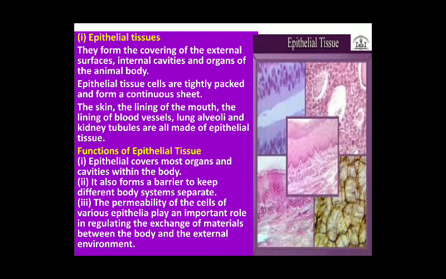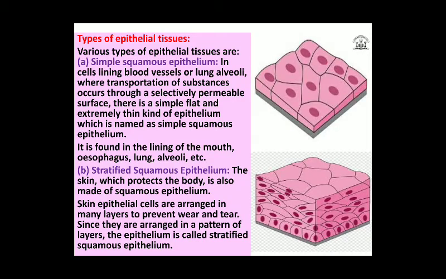It allows certain substances to pass through and stops others. And in certain cases, it secretes and acts as glands. So now we'll just see the types of epithelial tissue. So what are the types of epithelial tissue?